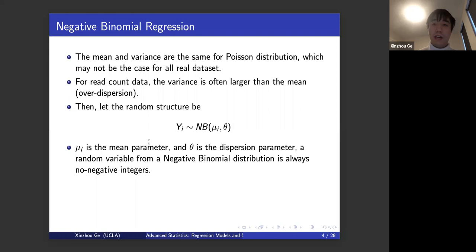So here the mu i is the mean parameter. If yi comes from this distribution, the expectation of yi is still mu i, but the variance of y will be greater than mu i. Similar to Poisson distribution, a random variable from a negative binomial distribution is also always a non-negative integer, which makes it a good fit for the read count data.